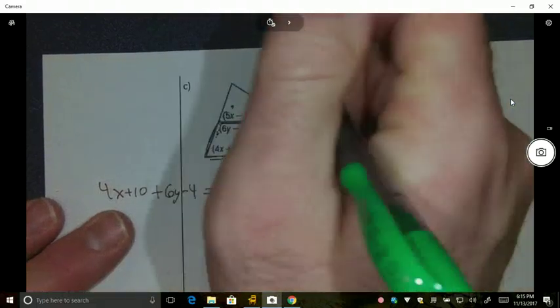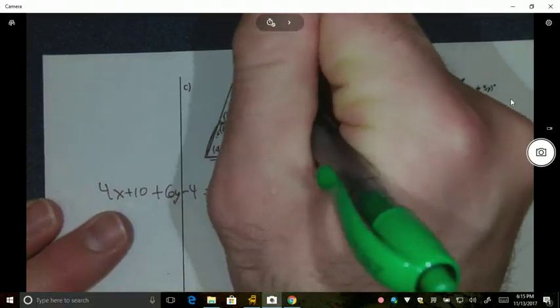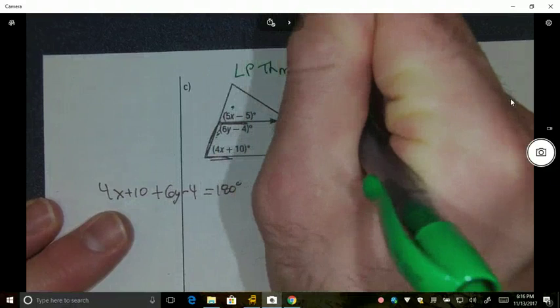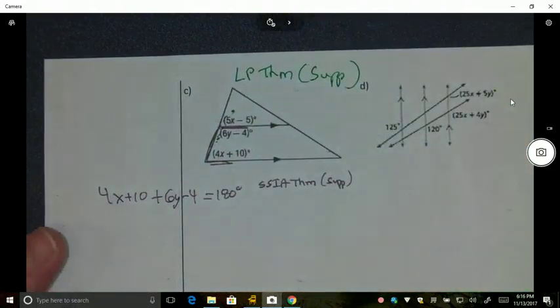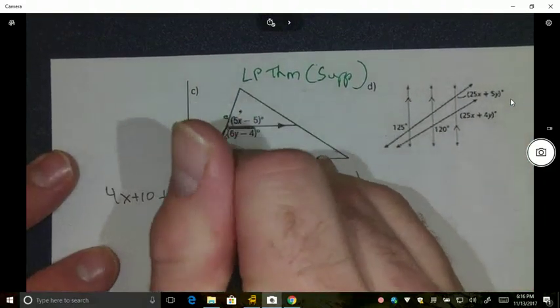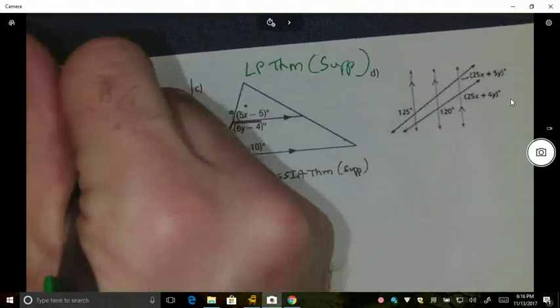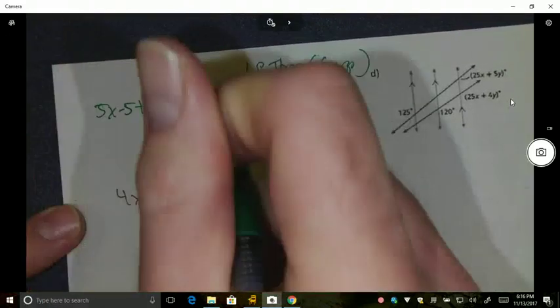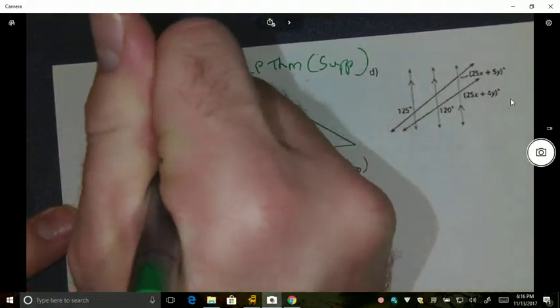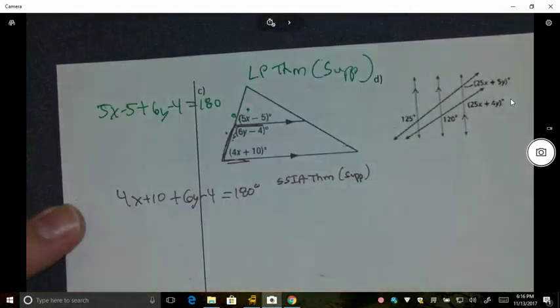Using the linear pair theorem is another way. Again, that doesn't say they add to 180. It says they're supplementary, but we're not writing a proof right now. These two could be made to add to 180. 5x minus 5 plus 6y minus 4 equals 180.